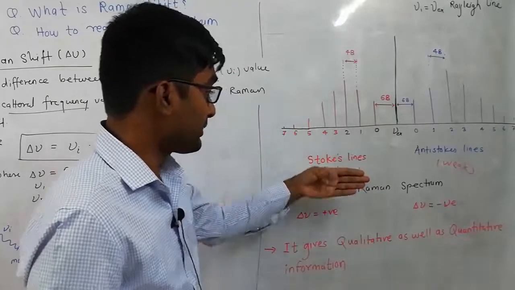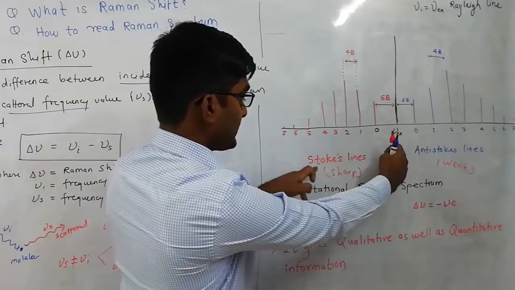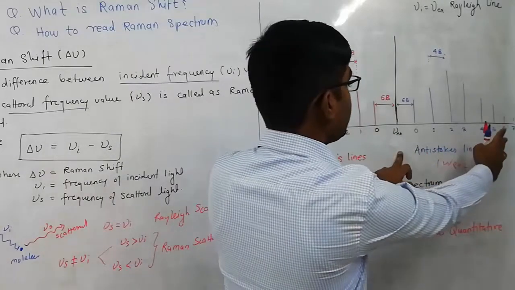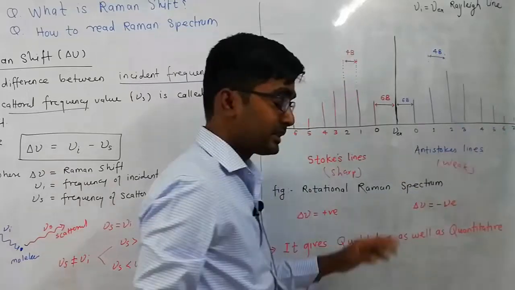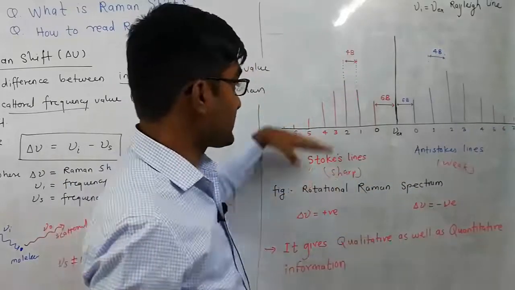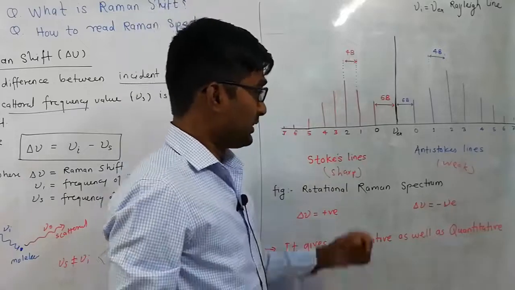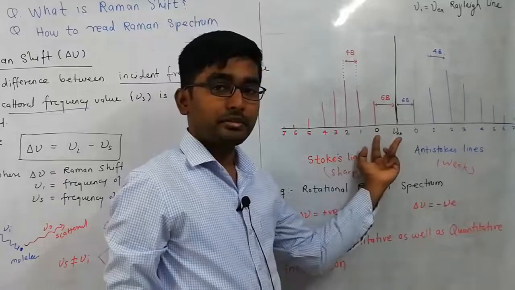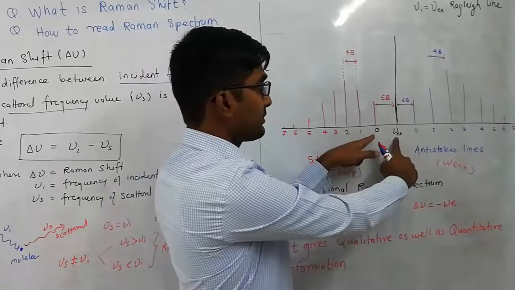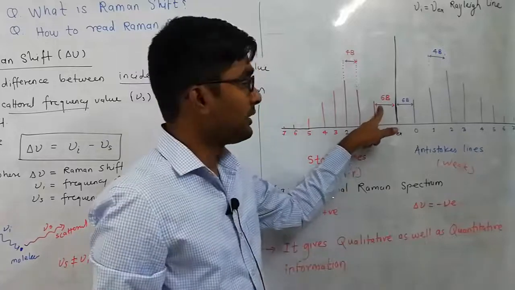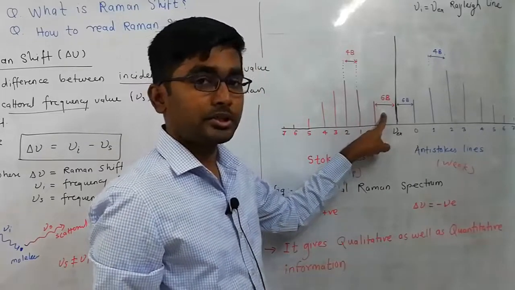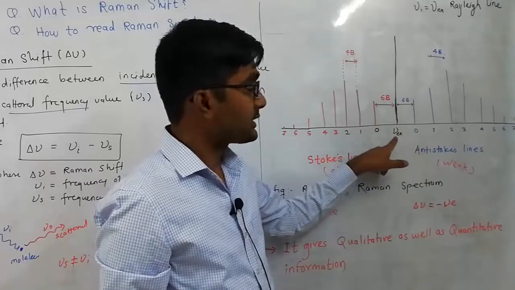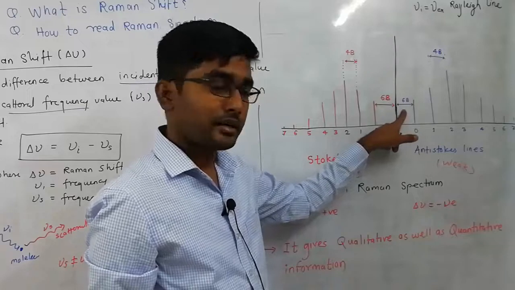The lines on the left side of the excitation frequency are called Stokes lines, and the lines on the right side are called anti-Stokes lines. Both are Raman lines, observed due to Raman scattering. The distance between the first Stokes line and the excitation frequency is 6B, where B stands for the rotational constant. The distance between the first anti-Stokes line and the excitation frequency is again the same, 6B.